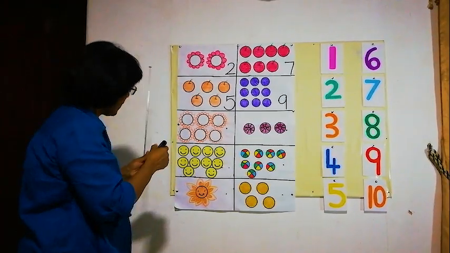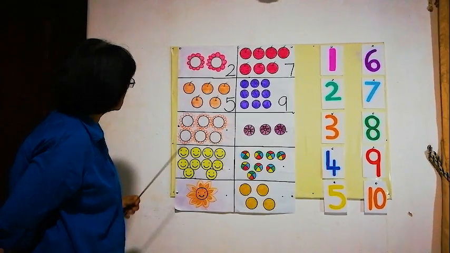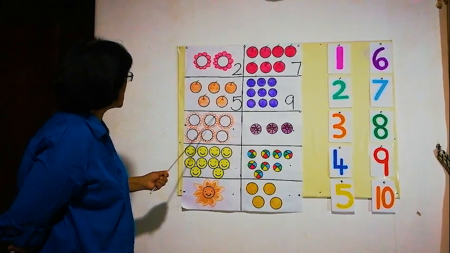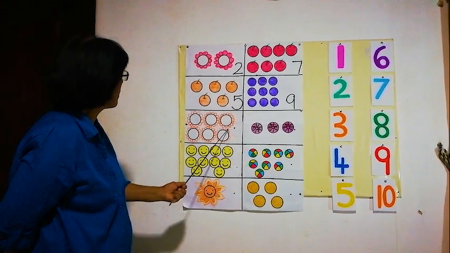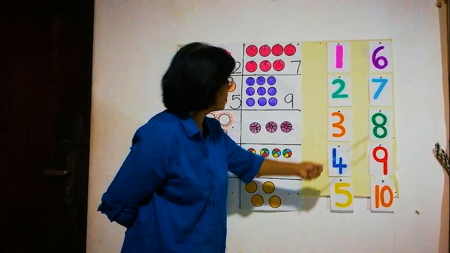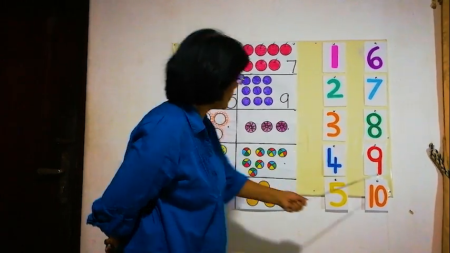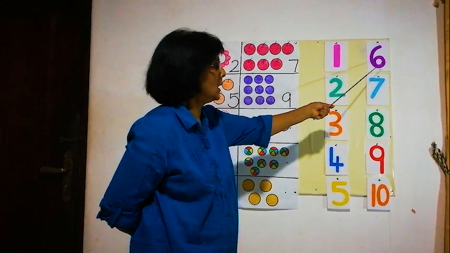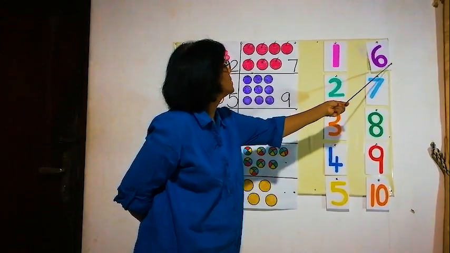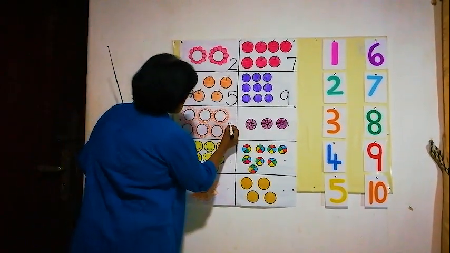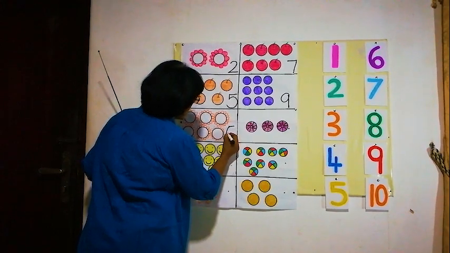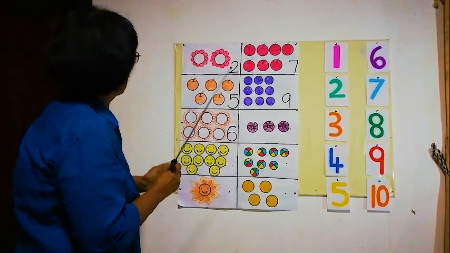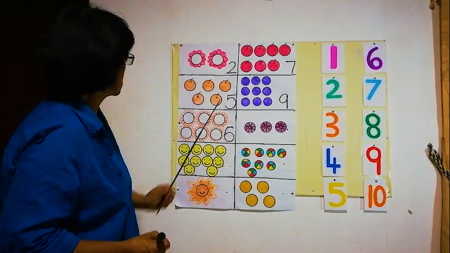Now here, sunflowers. How many sunflowers? We'll count and see. 1, 2, 3, 4, 5, 6. 6 sunflowers here. Now we have to find the number 6 and write here. Okay, where's number 6? Is this number 6? No. Is this number 6? No, that is 1. Is this number 6? Yes, this is number 6. We'll write here 6. 6 sunflowers. 1, 2, 3, 4, 5, 6. 6, right?